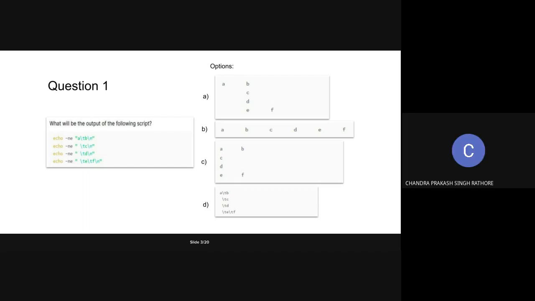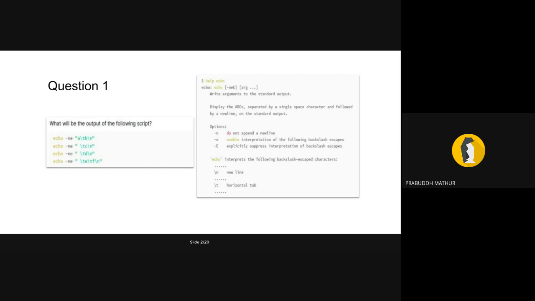Yeah, Chandra Prakash. Sir, why don't we have to escape? See, these are special characters in themselves. You don't have to escape. Echo interprets the following escape character as it is, like \n is the new line. If you want the literal backslash, you have to escape that and then do that.